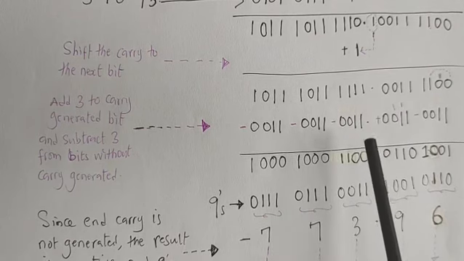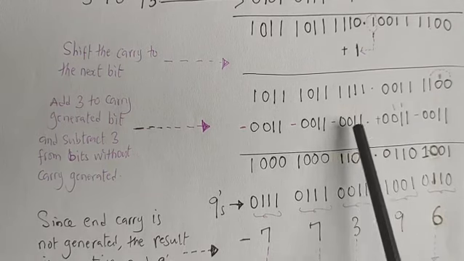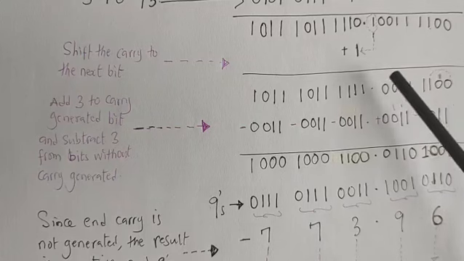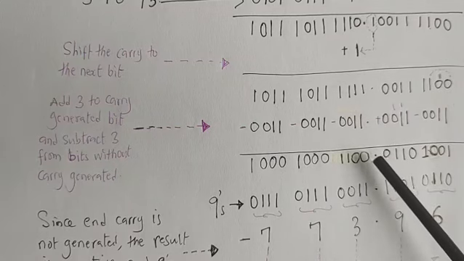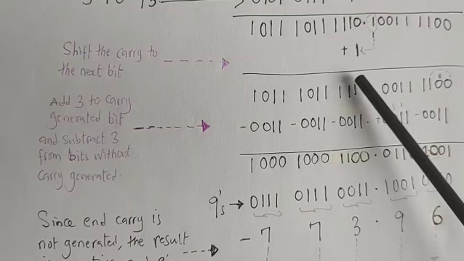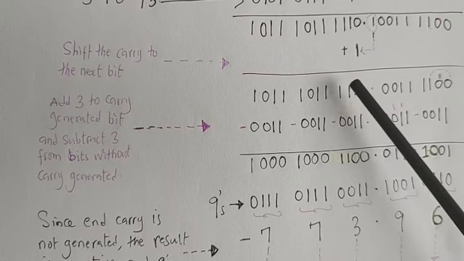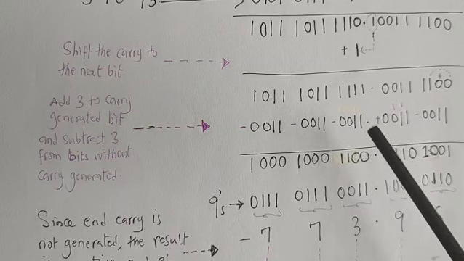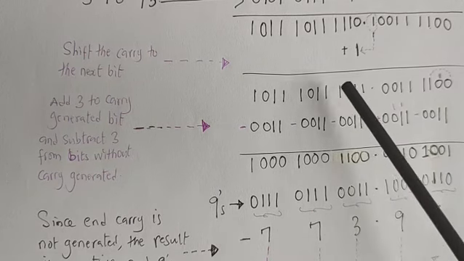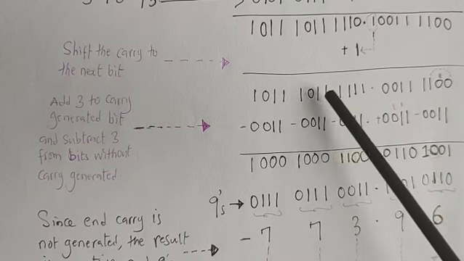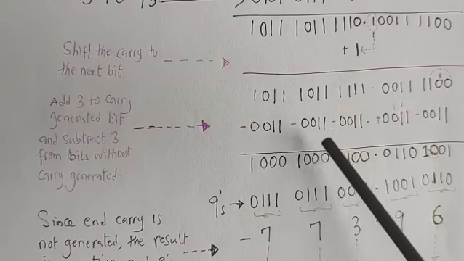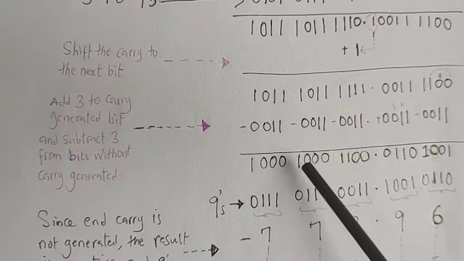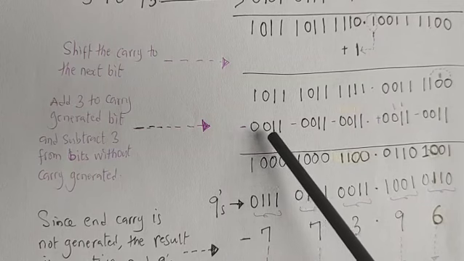Alright, so let's take the same principles of subtraction. So we say 1 minus 1 is going to give us 0. 1 minus 1 is going to give us 0. 1 minus 0 is going to give us 1. 1 minus 0 is going to give us 1. In the next segment, we have 1 minus 1, 0. 1 minus 1, 0. 0 minus 0, 0. 1 minus 0 is going to give us 0.